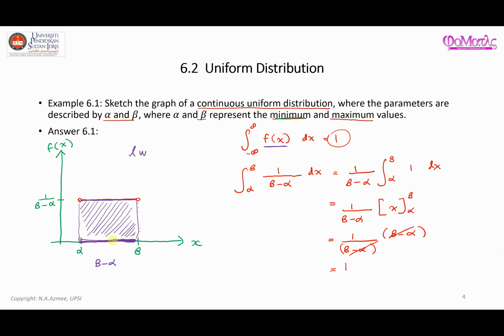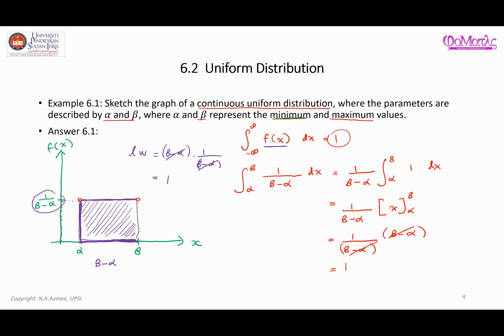You can see that this is the length, and here is the width, and we know the width is 1 over beta minus alpha. So therefore length is beta minus alpha, times the width, which is 1 over beta minus alpha, and you'll be able to see that the area is equal to 1.